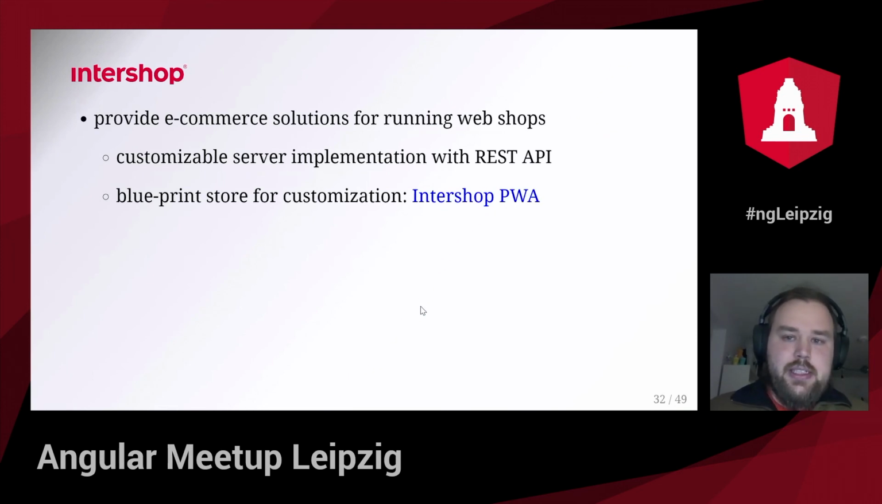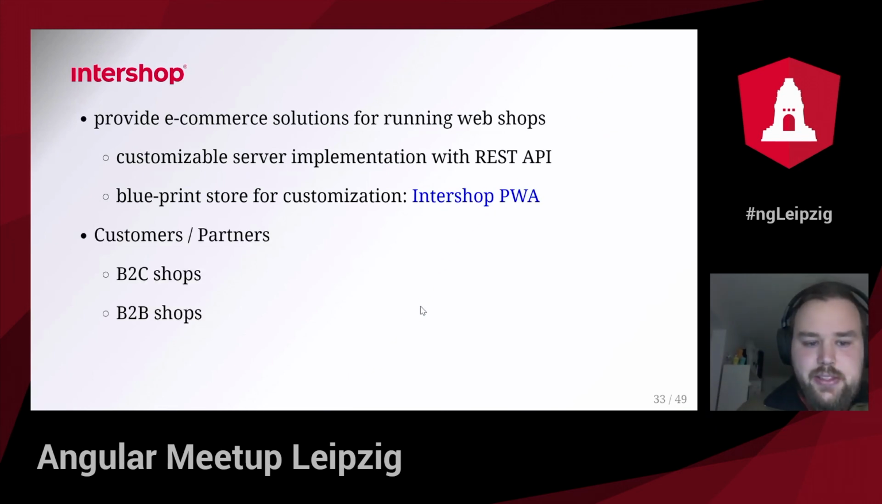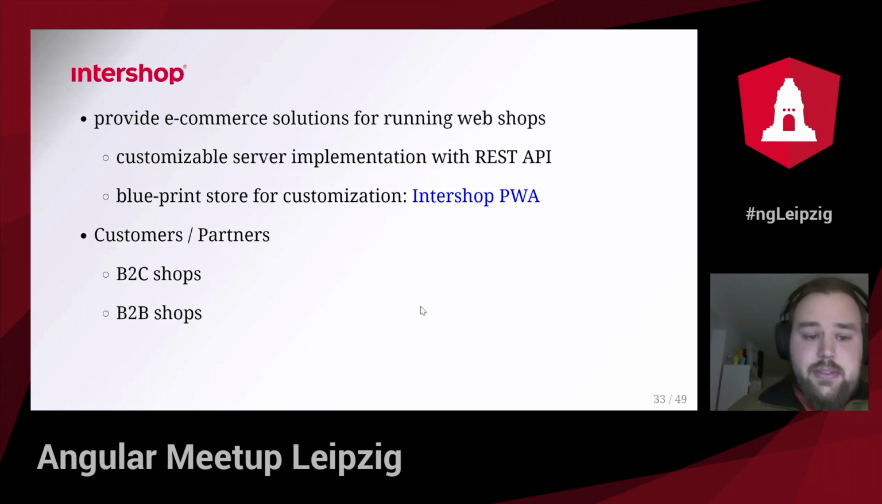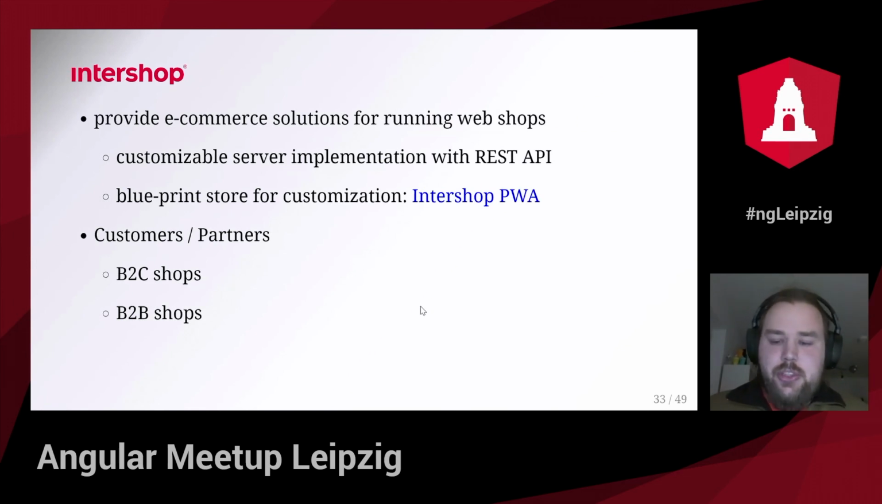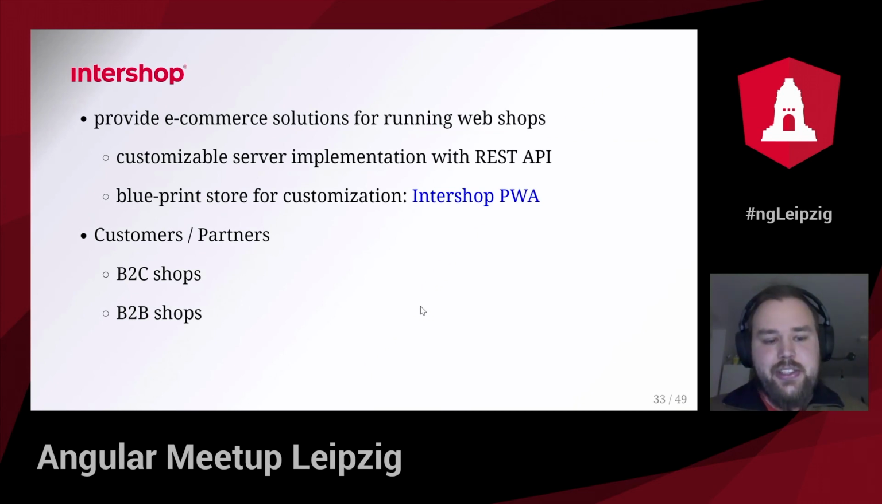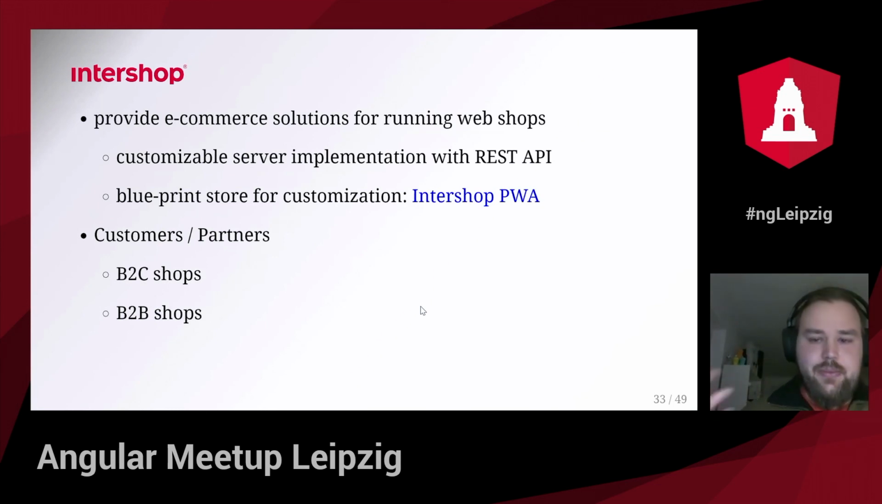So when you're using the whole Intershop platform, our customers and partners are implementing and customizing B2C, so business to customer, and business to business shops in quite a variety. So there are business to customer shops with just a couple of products that basically just promote the brands of this supplier. And then there are wholesalers with literally millions of products. And especially in the range of B2B shops, there's quite a variety, because a product itself can be highly configurable. So there's quite a lot of requirements that we have to tackle with this Intershop PWA.